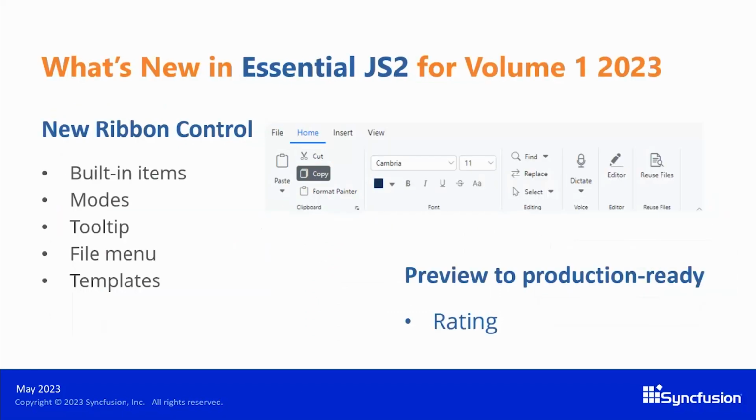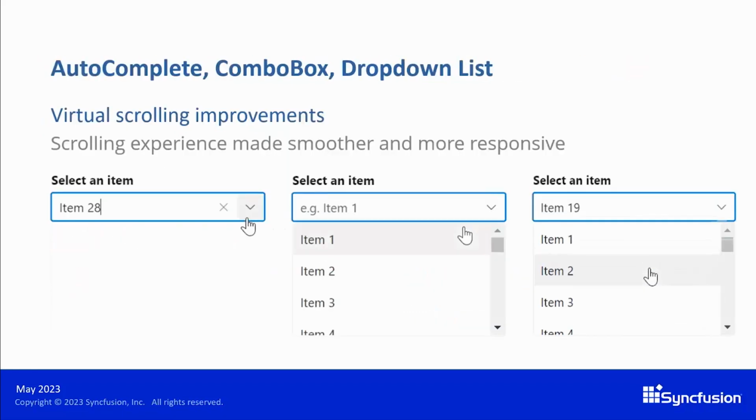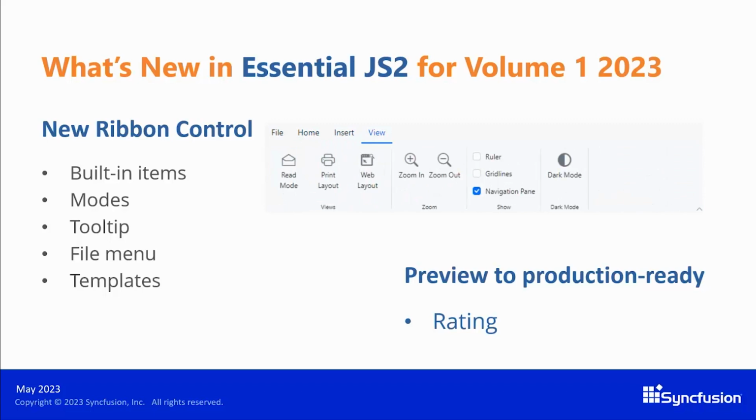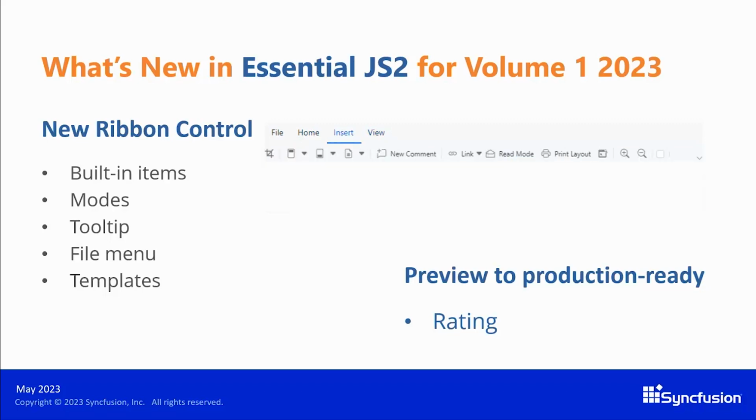So that's all about the Blazor updates. And now let's see the Essential JS2 updates for Volume 1 2023. So a new ribbon control has been added.